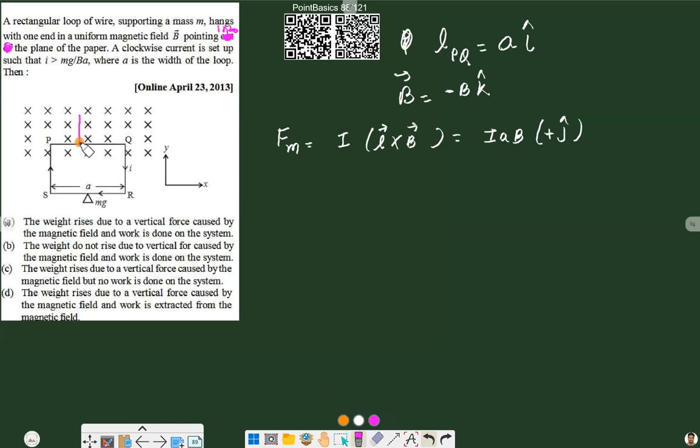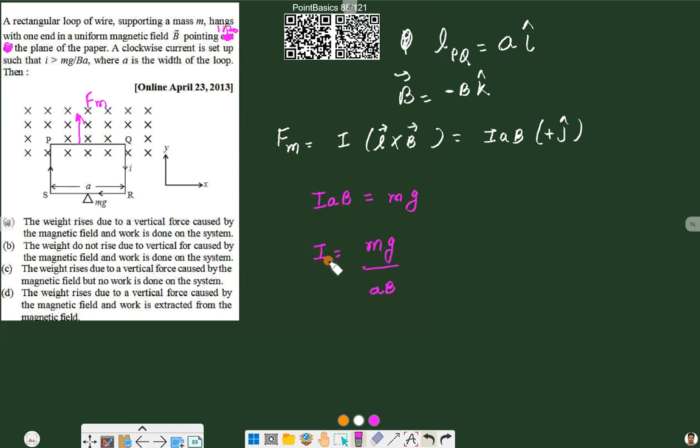Now our magnetic force is in the upward direction, and the weight, mg, is in the downward direction. So for balance, I A B should be equal to mg, and from that we can get I is equal to mg by AB. If we have this value of current, then this whole system will stay in balance.